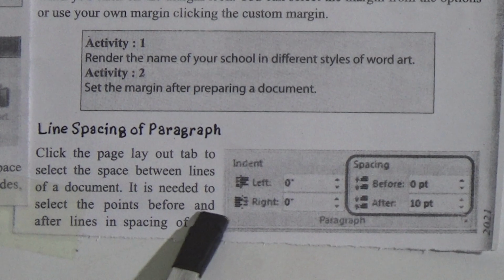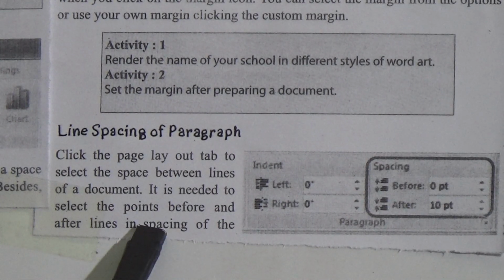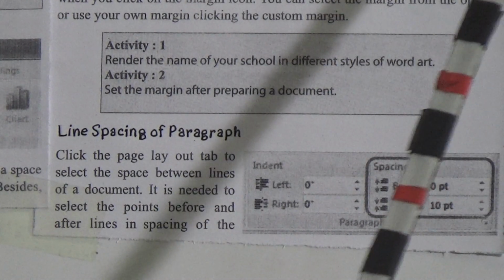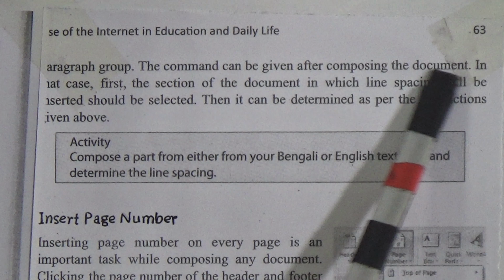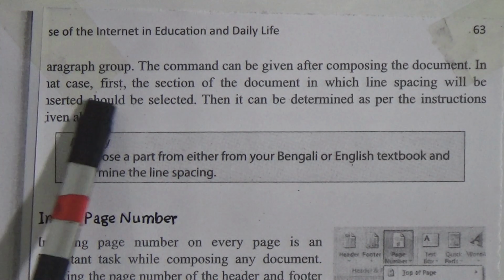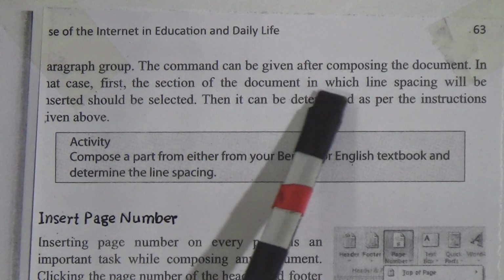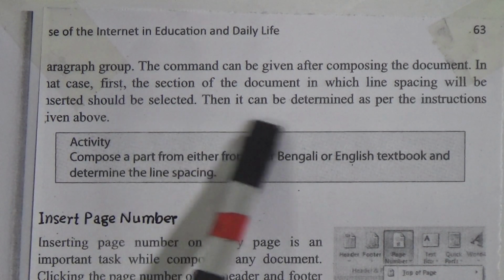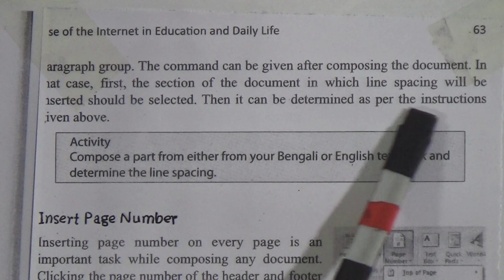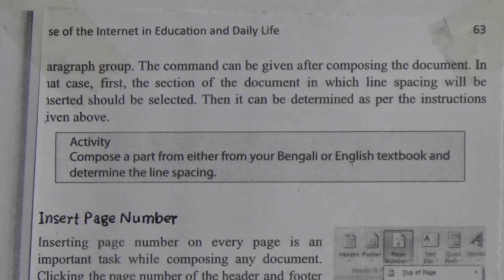It is needed to select the points before and after lines in the spacing of the paragraph group. The command can be given after composing the document. In that case, first the section of the document in which line spacing will be inserted should be selected. Then it can be determined as per the instructions given above.